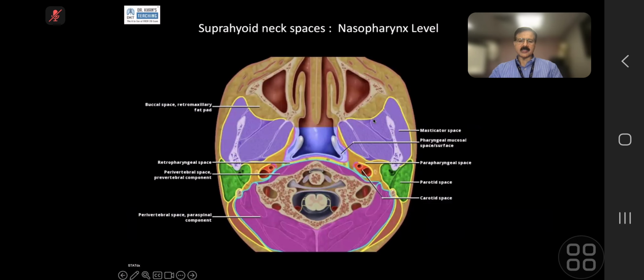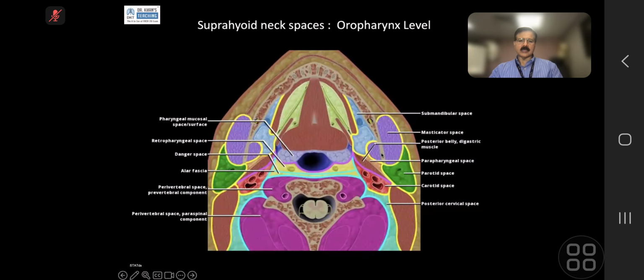And then we go to, so this is the carotid space. This is the masticator space. And we are at the level of the nasopharynx. We have come down to the level of the mandible. This is the mandible. This is the sublingual space. This is the submandibular space. This is the carotid space. This purple one is the masticator space. This is the parotid space.